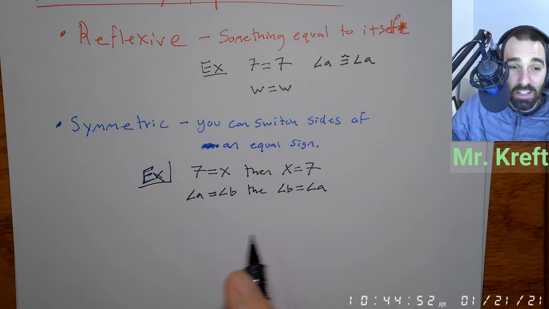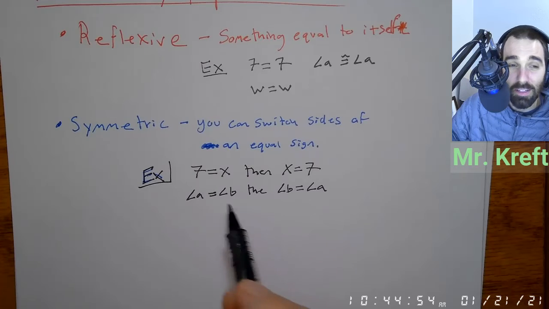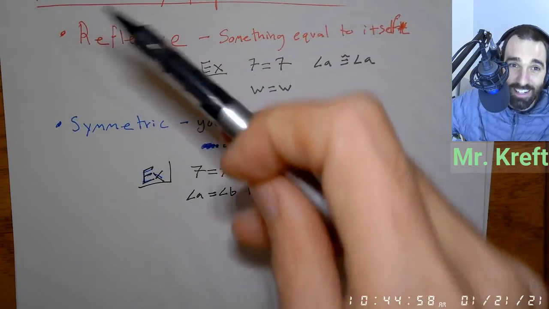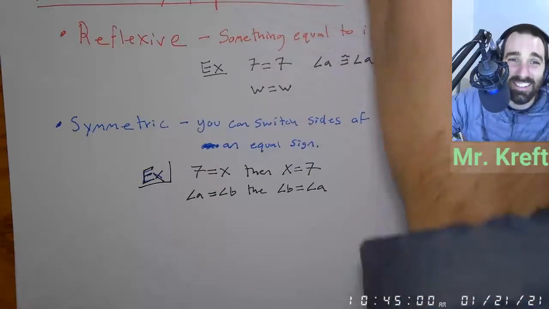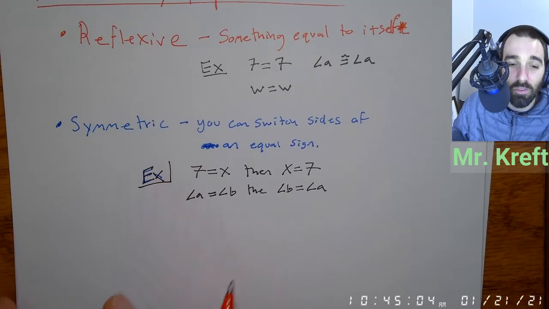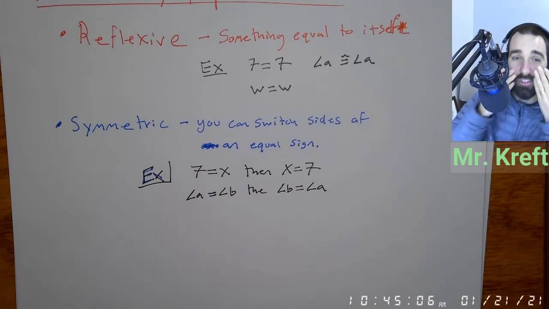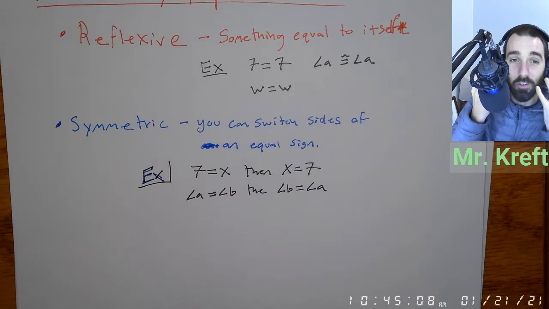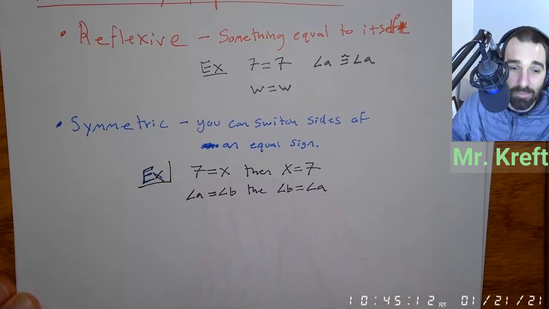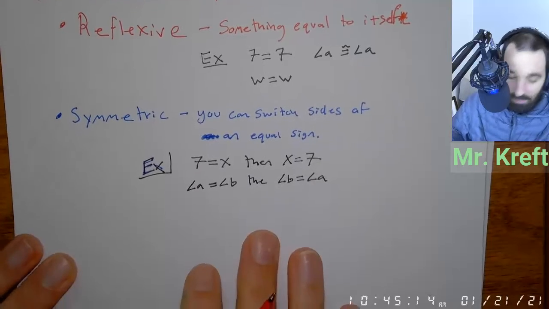So anyways, some people are saying reflexive makes more sense here. Hey guys, I'm not disagreeing with you, but it is what it is. Symmetric comes from symmetry. And if you think about it, what's symmetry? Symmetry is the left side and the right side are symmetric. So the idea is it doesn't matter if it's on the left or the right. So there is some logic there.